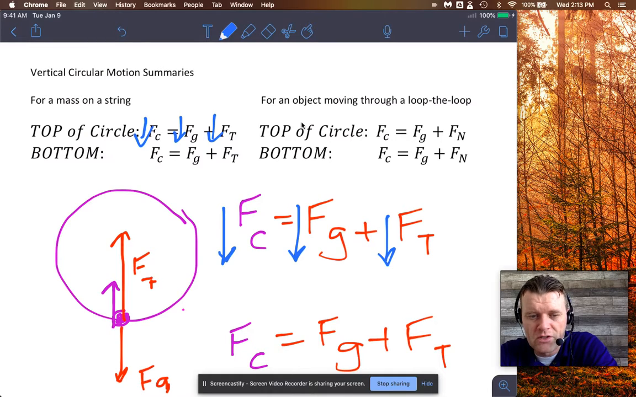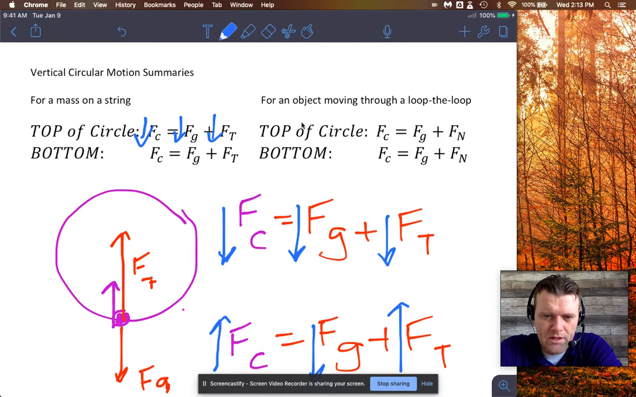Now at the bottom of the circle, things have changed for some of them. The gravity is still down at the bottom. That never changes. But at the bottom, as you can see here, the centripetal force is actually up and the tension is up. So the pulling force from the cable or the rope is up. Why that's important is you do need to assign positives and negatives for sure. And we'll do one example of each.